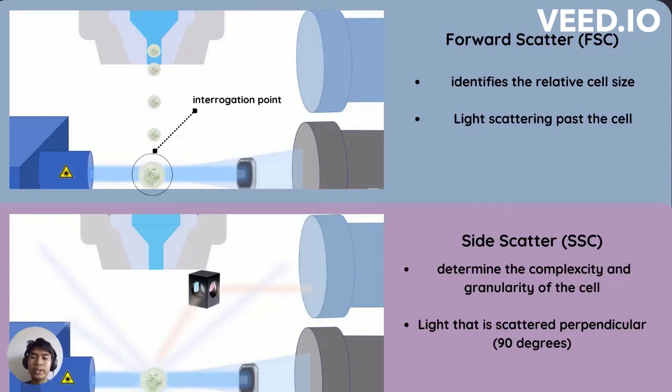The second one is the side scatter, where light that is scattered perpendicular, or 90 degrees, is filtered through a number of lenses and mirrors. Where forward scatter measures the diameter and the volume of the cell, side scatter helps to provide information on the complexity of the cell. Side scatter can be used to determine the nuclear structure and the granularity or the texture of the cell. Combining these two detection methods allows for a great deal of differentiation between cells.